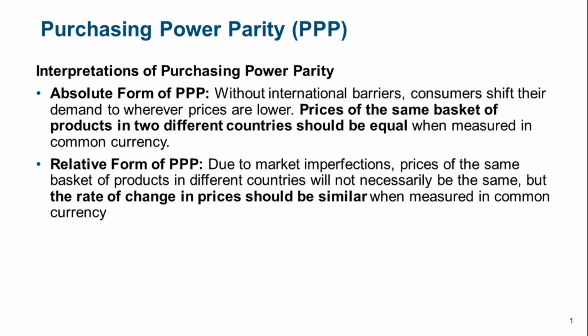Purchasing power parity, or triple P, helps us understand how prices and exchange rates are connected. The absolute form says that without trade barriers, identical goods should cost the same everywhere once converted to a common currency. The relative form recognizes that markets are not entirely perfect. Prices may differ, but the rate of change between countries should be similar over time.